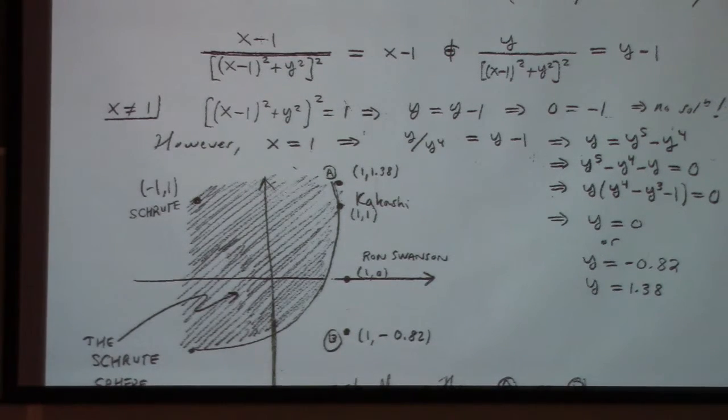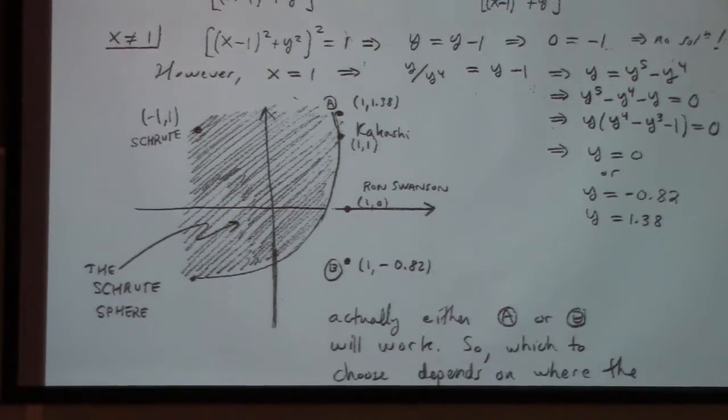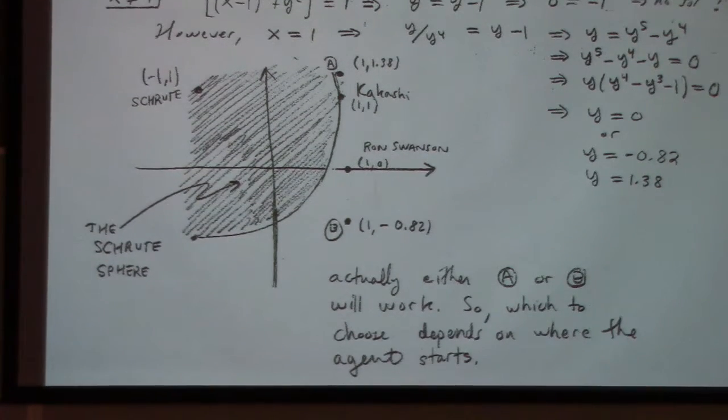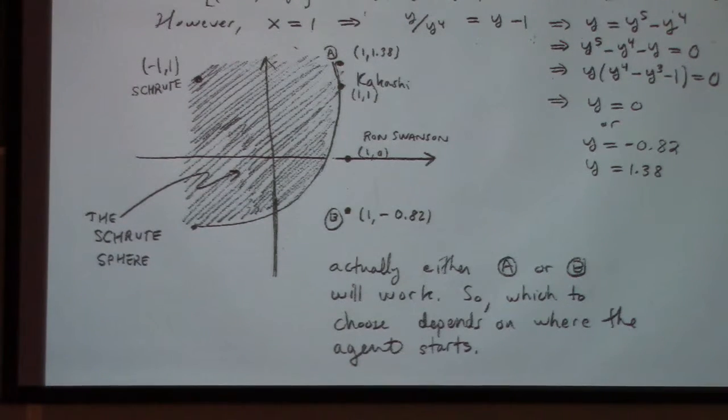So I have to check those points, and then I have to check the Schrute sphere and see where my damage is. You actually got 3 points. Yeah, right. Maybe 0.82; you're right in your own space. So I think what I decided was either A or B will work, so which you choose depends on where your agent starts.